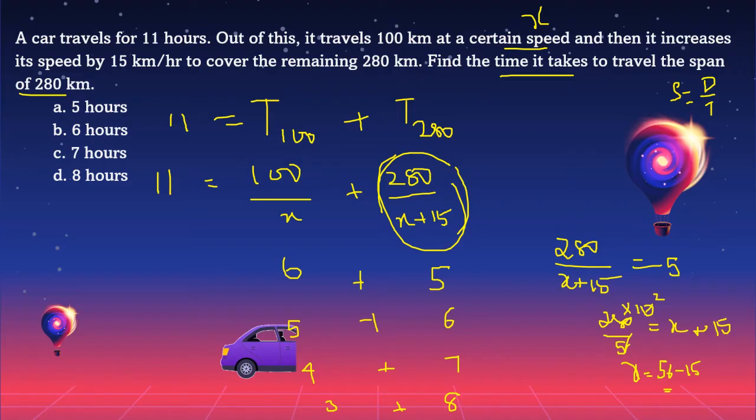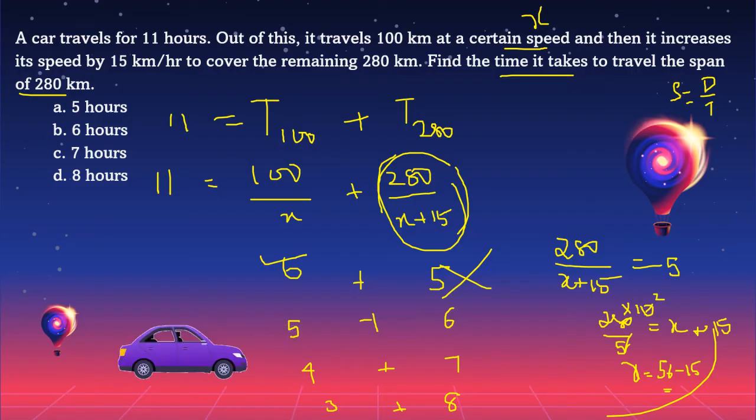Of course, 100 divided by any number doesn't give me 6 at all. So I just omit this option. I don't even have to calculate this. It's very common sense. 100 divided by some number is just never going to give me 6 at any cost. So I omit option A. Now let's come to option B.